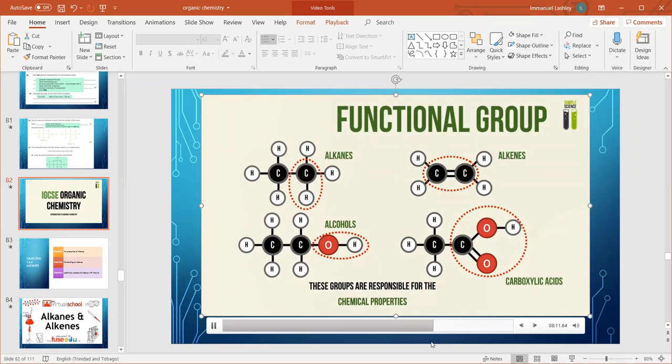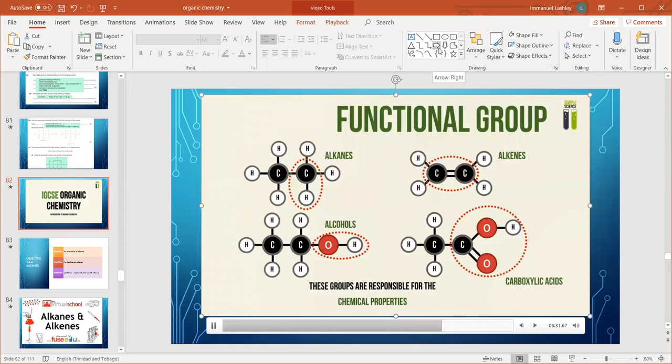So let's look at what I mean by them having the same functional group. A functional group is basically a group of atoms which are responsible for all chemical reactions involved in the members of a homologous series. For example, in the alkanes homologous series, the CH group is responsible for all chemical reactions.